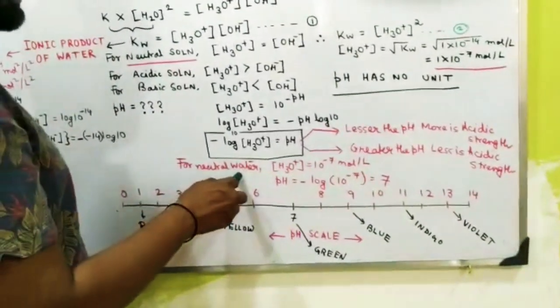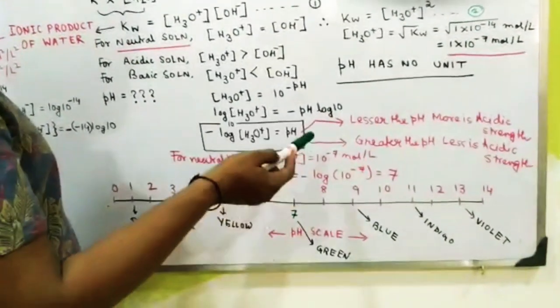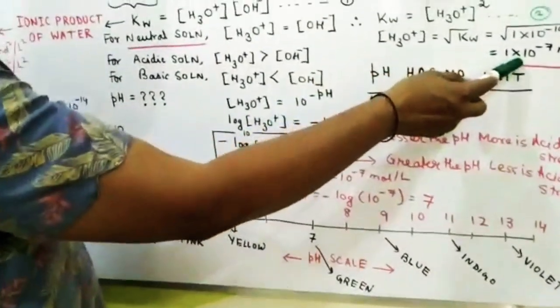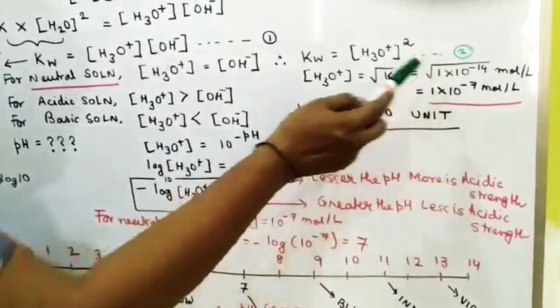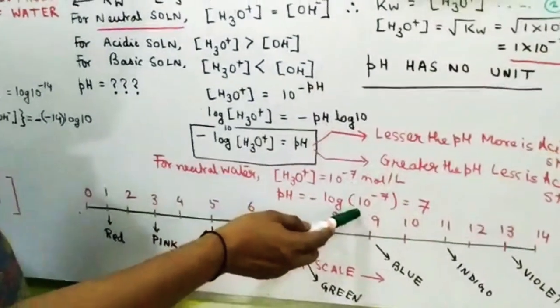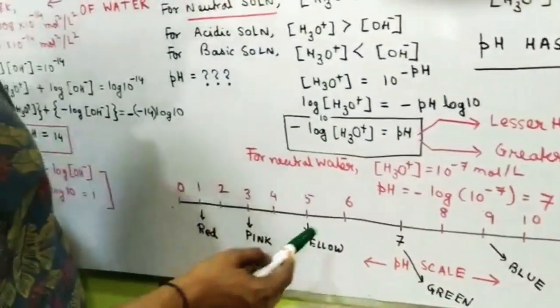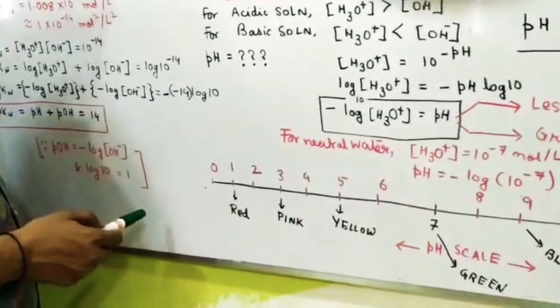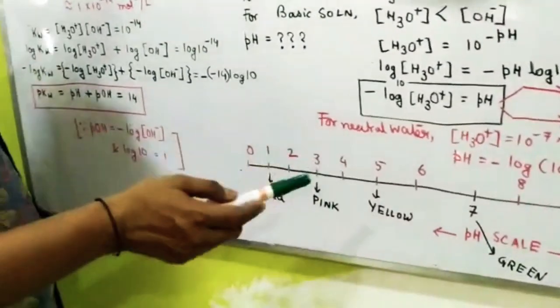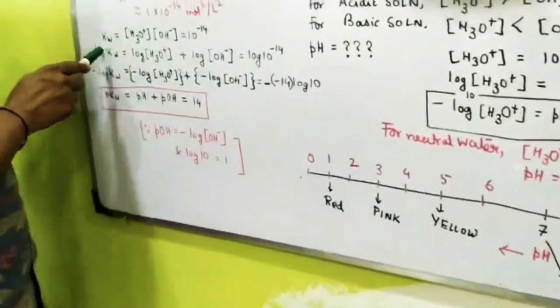So for neutral water, what is the value of pH? For neutral water, we have already got the concentration 1 into 10 to the power minus 7. If we put it in this expression, we get 7. So the value of neutral pH is 7. Now what is the pH scale? How is it being constructed? Let us come to this derivation.